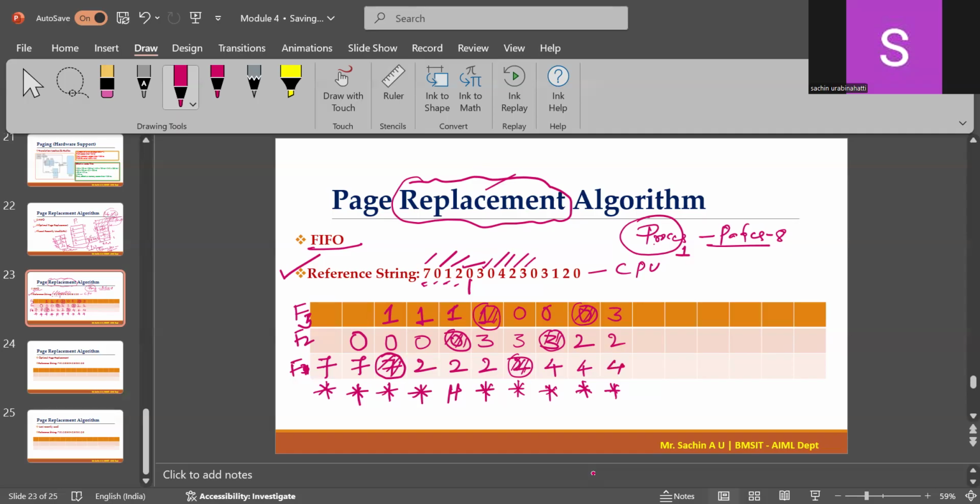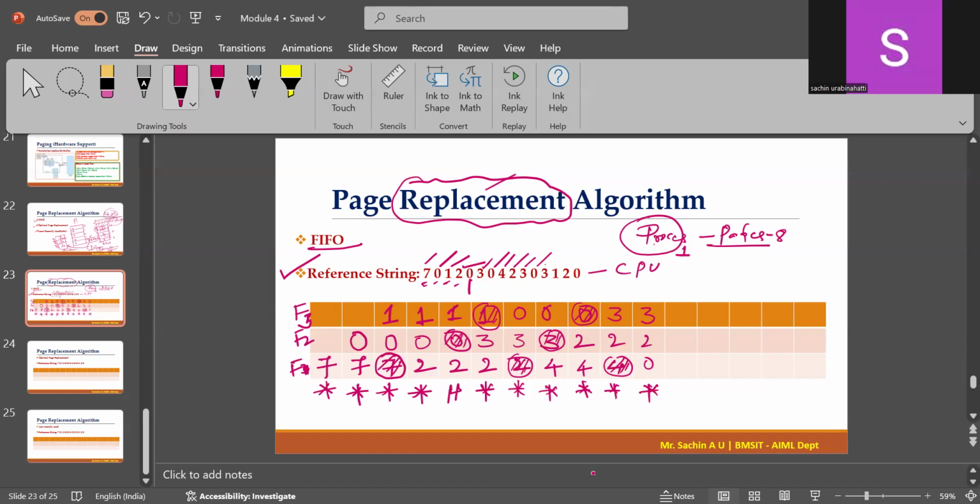Okay. So after 3, what is the request? 0. Is 0 present? No. So I will mark it as page fault. Okay. So 4 should be replaced, and here we will write 0. So 0, sorry, instead of that it should be 3. Okay. So instead of 4, I will place 0 over here.